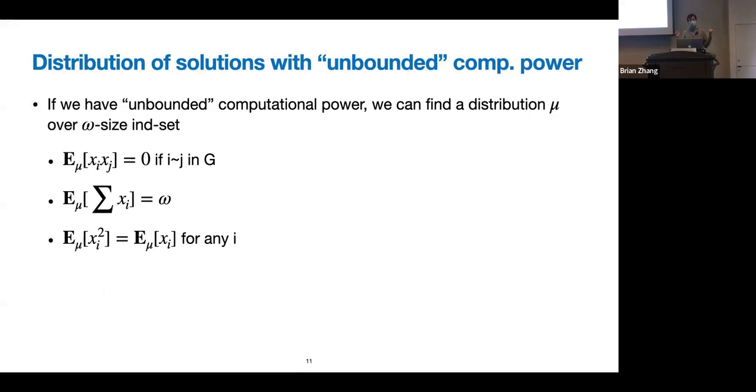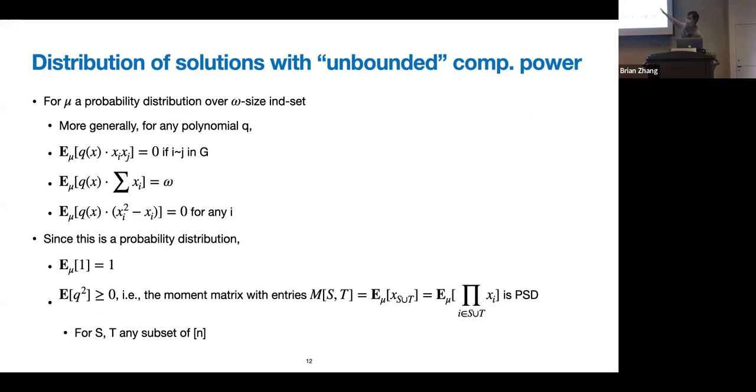And if we have unbounded computational power, like we can somehow access the distribution of omega size independent sets, then we can take expectation over this, because this is true pointwise, so it's also true with respect to the expectation. And moreover, this expectation is also closed for any polynomial q, like we can multiply any polynomial q. And because this is a pseudo-distribution, we have 1 equals 1, everything is normalized, and the square polynomial is non-negative. And to see the square polynomial being non-negative, we are going to think of it as we have a moment matrix, and the moment matrix is going to be PSD.